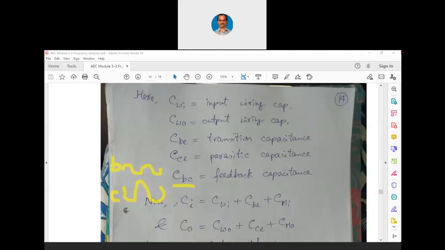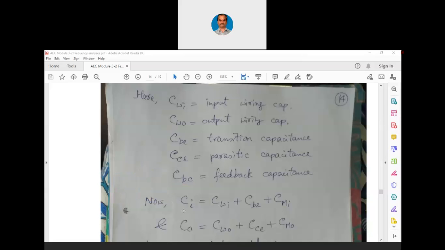That is why the frequency analysis is performed now in the high frequency range, and it is applicable both to BJT or FET or MOSFET or any such active device which is being utilized as an amplifier. Okay, I hope you understood this. Now let me stop annotating and let me proceed.